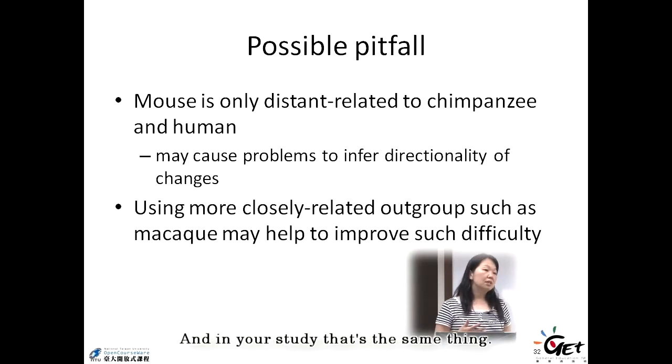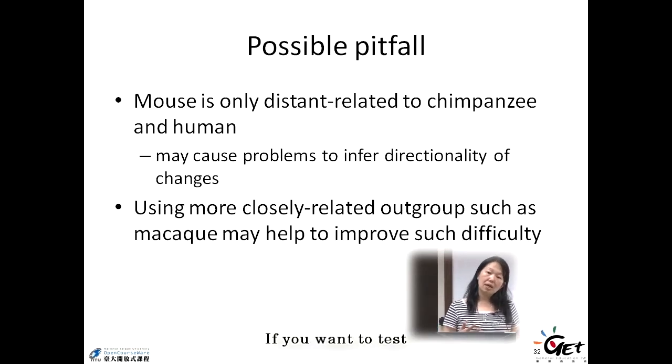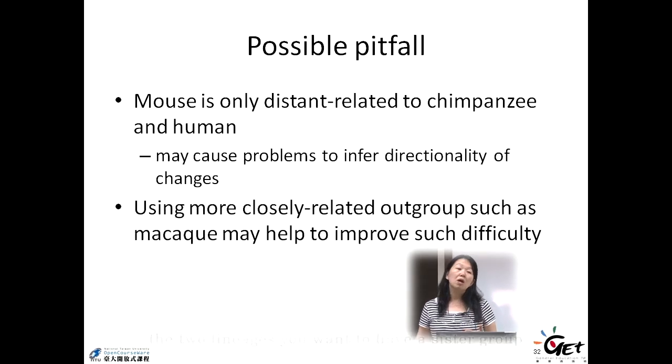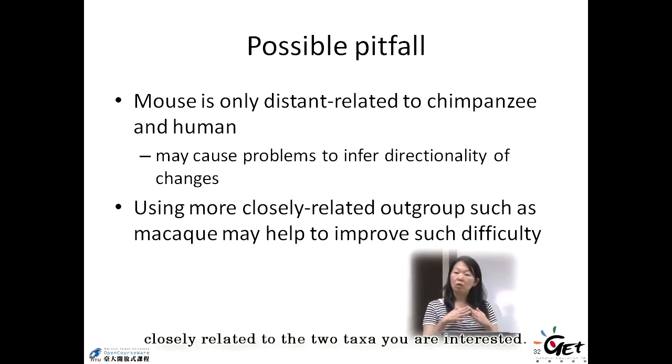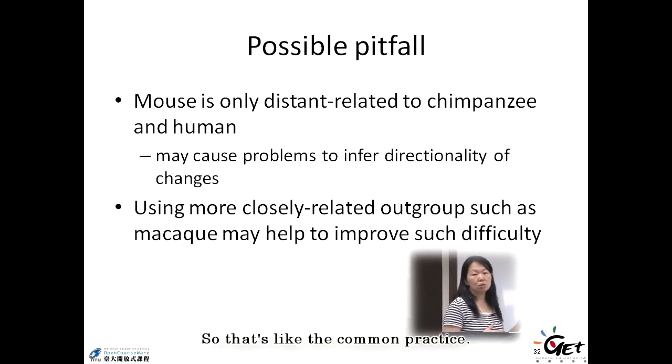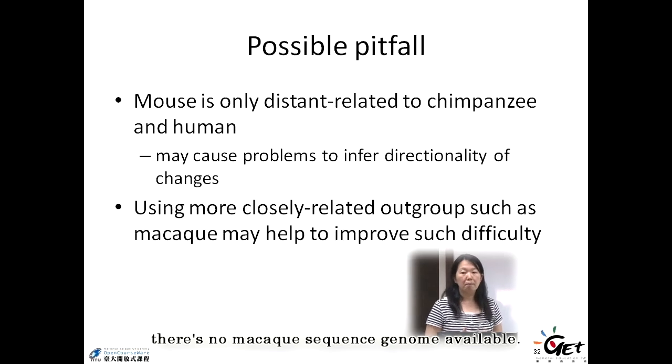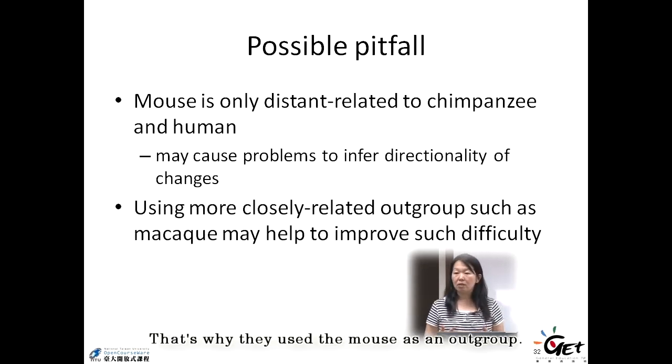And in your study, that's the same thing. If you want to test two lineages, you want to have a sister group closely related to the two taxa you are interested in. That's just a common practice. But in the previous paper at that time, when they compared the human and chimpanzee data, there was no macaque genome sequence available. That's why they used the mouse as an outgroup.